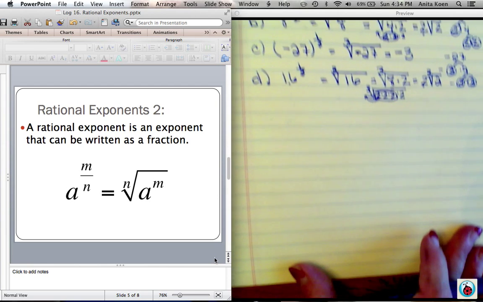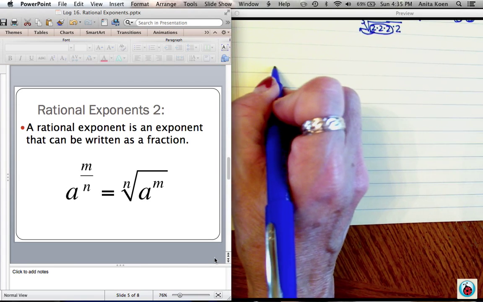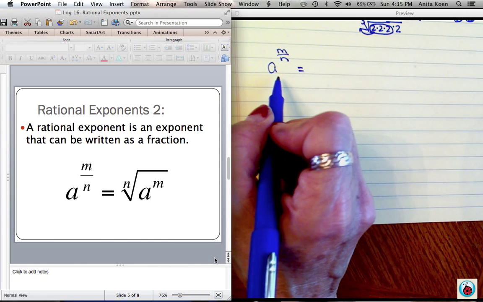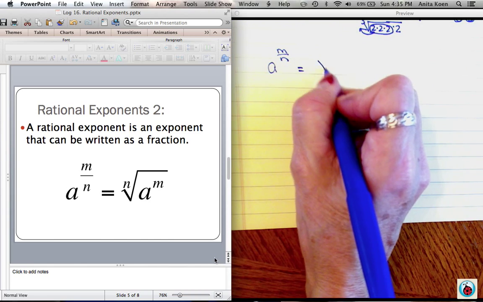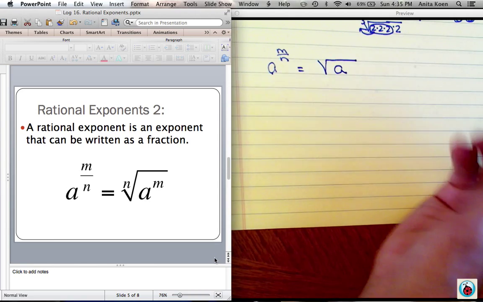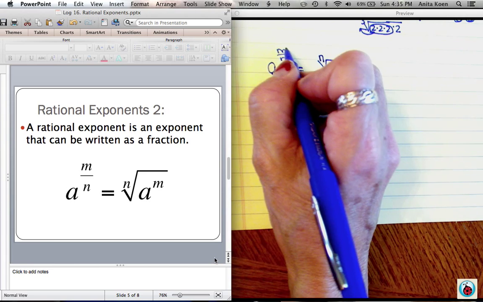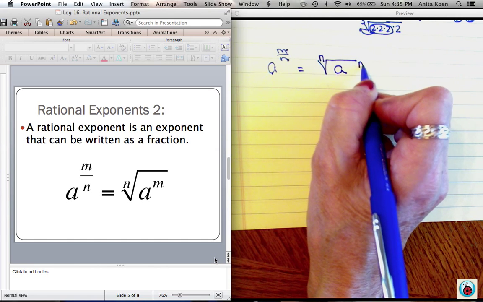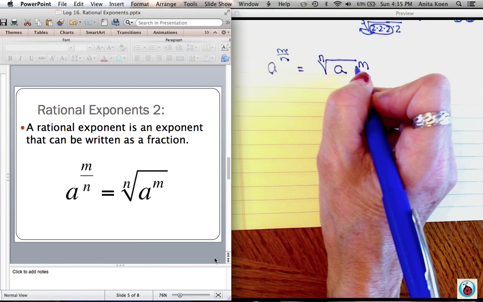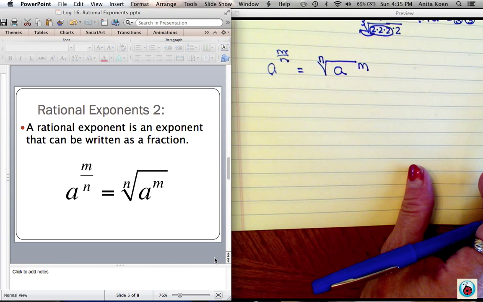Well, the thing is that we have the same idea going on here. If I have a to the m divided by n power, I still see a fractional exponent, so I'm still going to think radical. The base is still going to become my radicand. The denominator is still going to become my index, and the numerator is still going to become my exponent. Now the thing is, this exponent can go inside or it can go outside, and we're going to talk about that on the next slide.